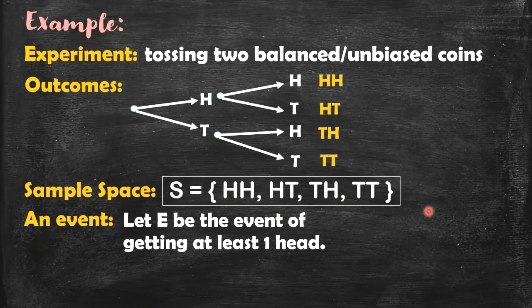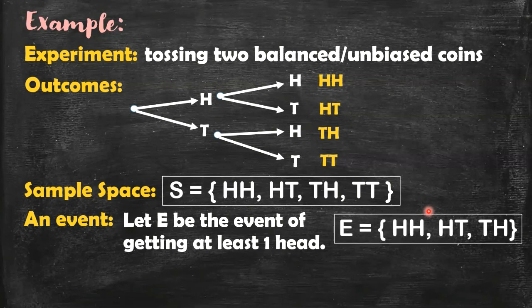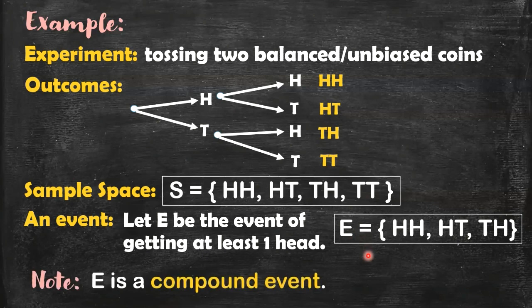Let E be the event of getting at least one head. What do you mean by that? What do you mean by at least one head? It means that merong isang head or 2 heads. Okay? So if we list down all the elements of E, we will be having this. Okay? Ito yung tag-isa yung head. Okay? Ito naman 2 heads. Okay? And you know what? This event E is a compound event because it contains more than one outcome. Let me write that as a note here. Okay? So, E is a compound event.